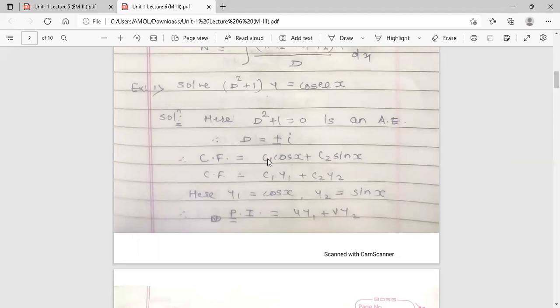So the complementary function is e raised to 0x, where alpha is 0, the real part is 0, so e raised to 0x in bracket c1 cos x plus c2 sin x. Now e raised to 0x is 1, so no need to write the term e raised to 0x, and so the complementary function is only c1 cos x plus c2 sin x.